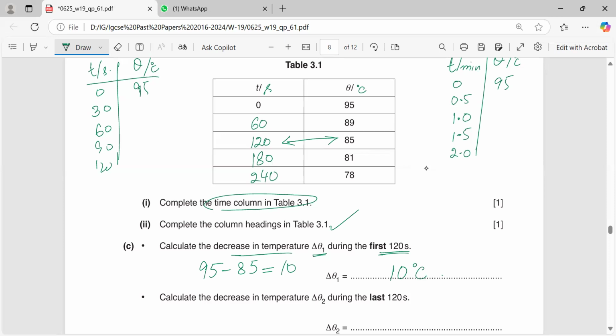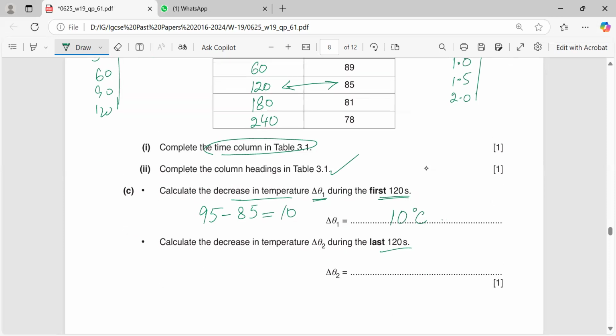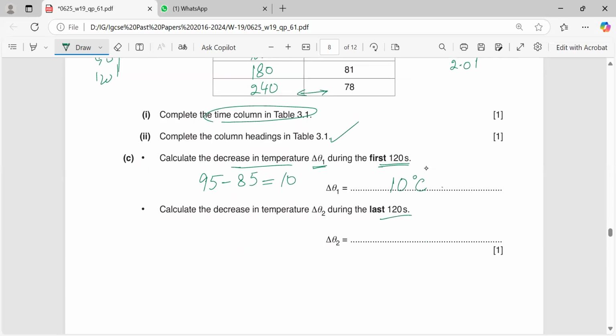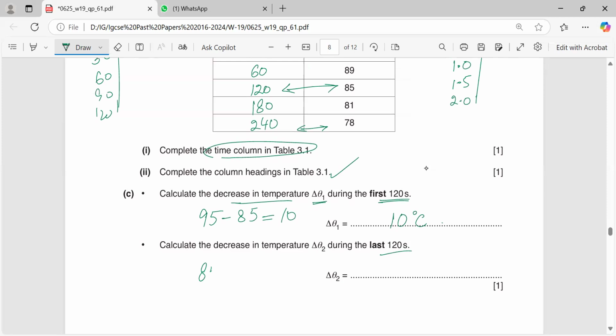Calculate the decrease in temperature delta theta 2 during the last 120 seconds. So up to here, it will be 85 minus 78, which is equal to simply 7. So it means 7.0 degrees Celsius. So very simple. Just follow the instructions and keep on scoring the grades.